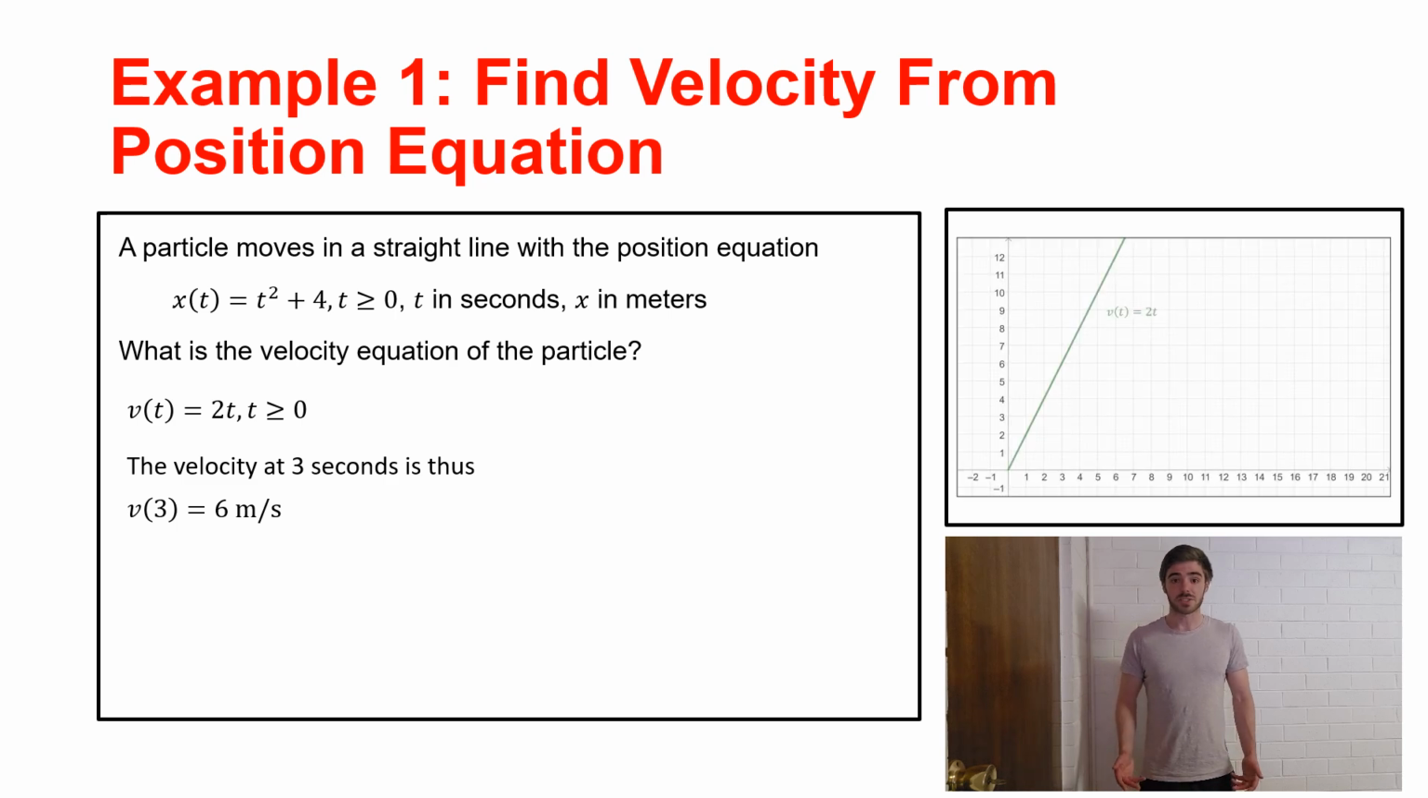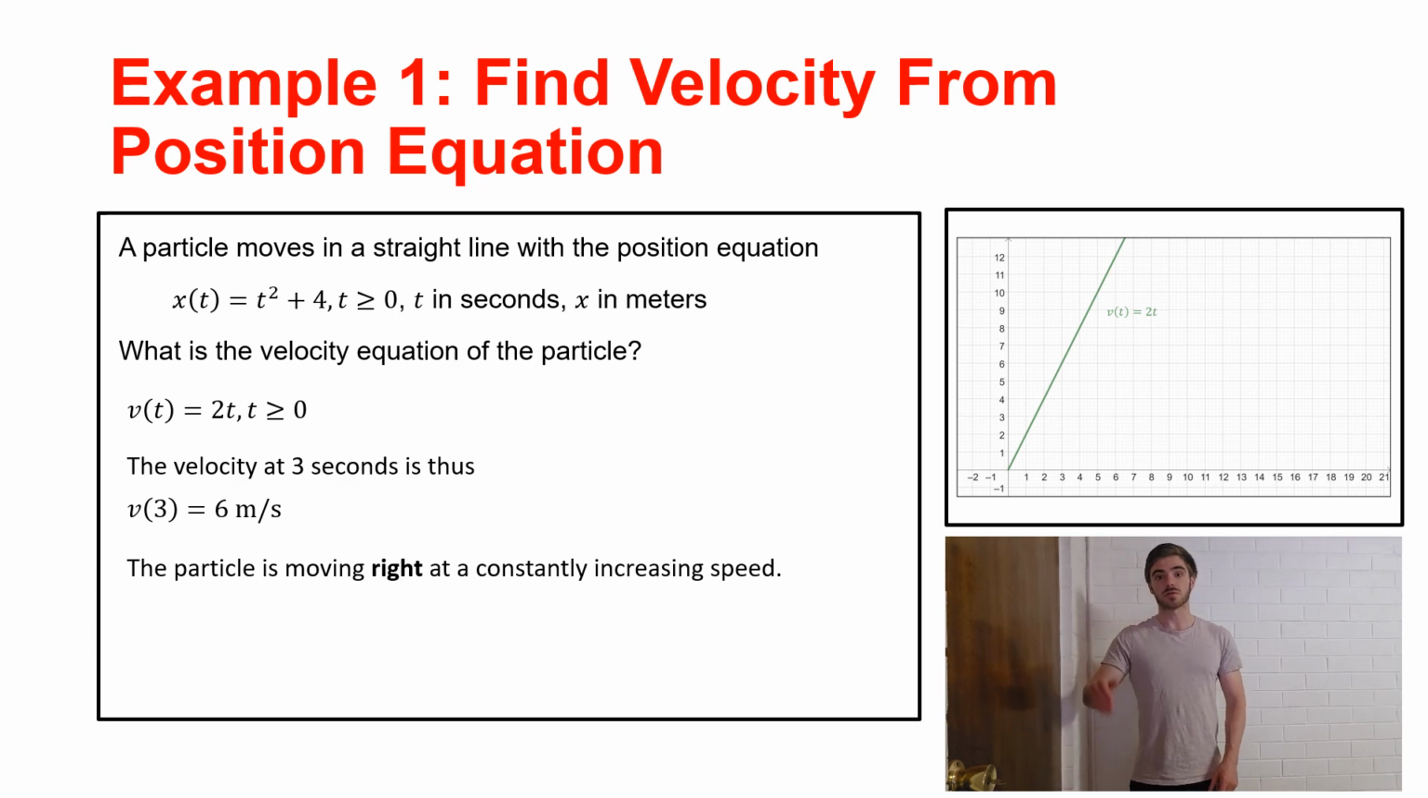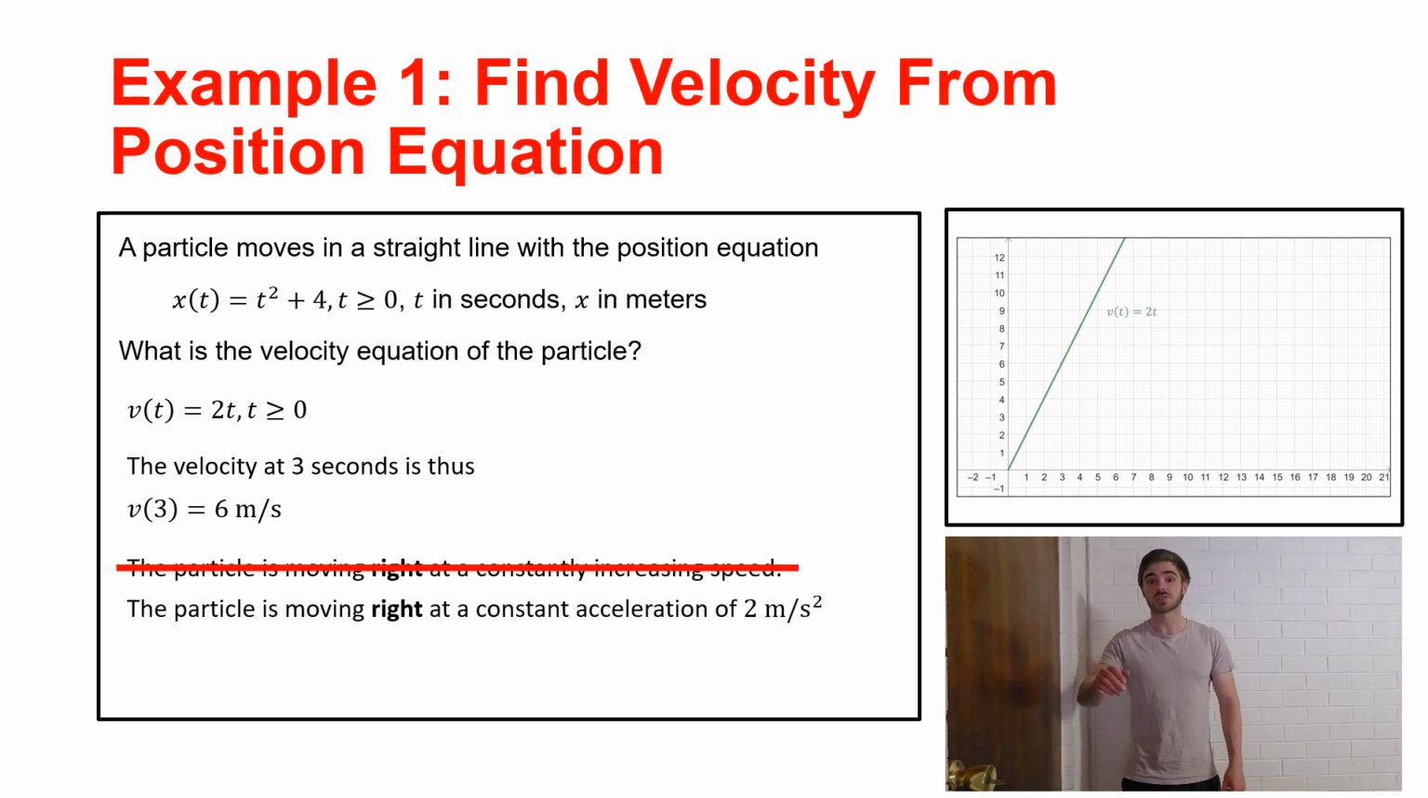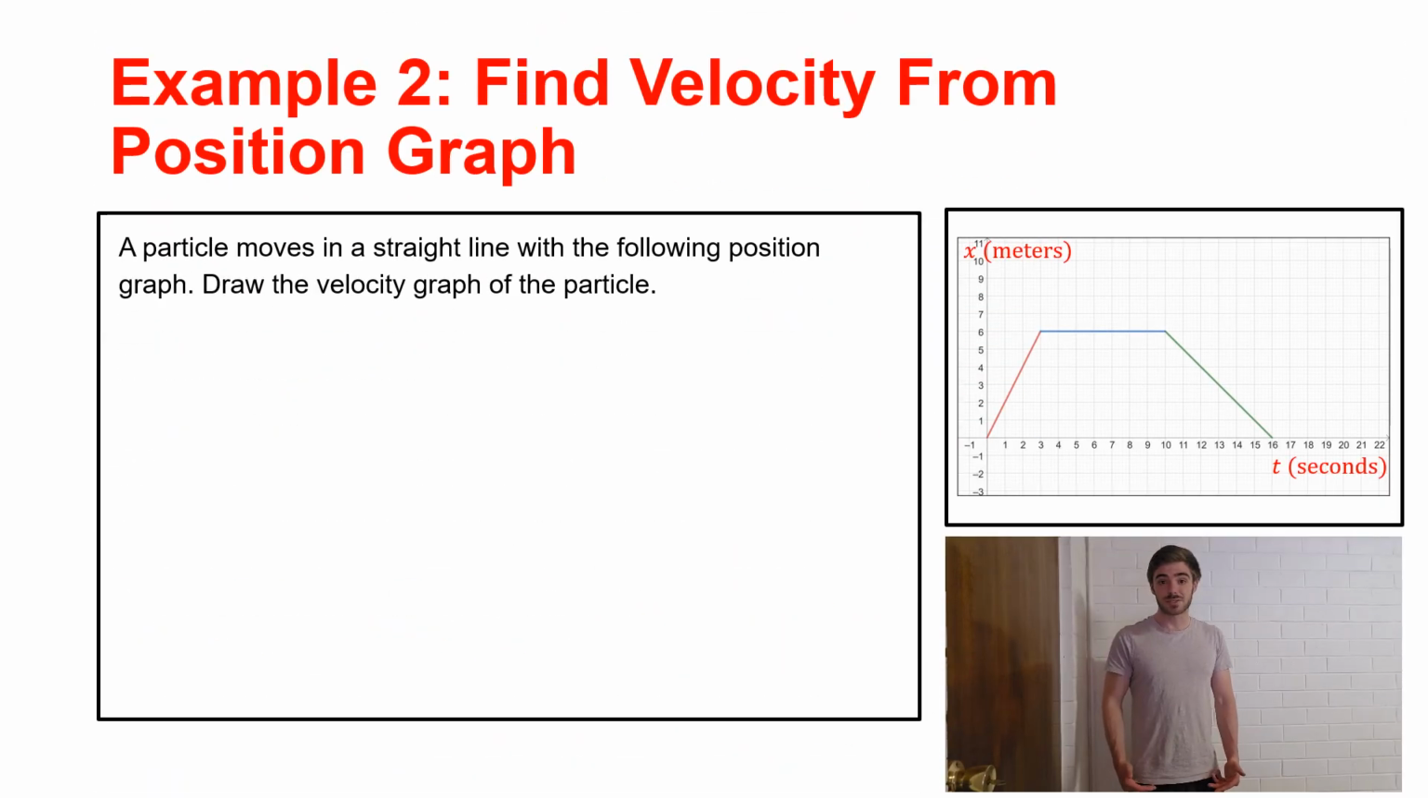We could even graph the velocity equation if you wanted to. Positive velocity is always interpreted as moving towards the right. So if we look at our graph of velocity, we can interpret this as saying that the speed is increasing over time at a constant rate, because the speed values are increasing as time moves on. If you want to be even more accurate with how you describe this, you could say that the particle is accelerating at a constant rate of 2 meters per second squared, but we'll talk about that in more detail in a later video.